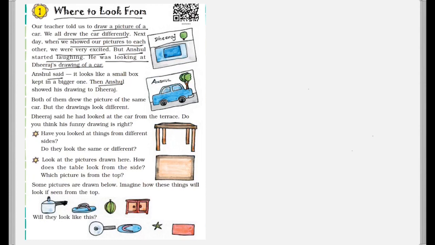Then Anshul showed his drawings to Dheeraj. Both of them drew the picture of the same car, but the drawings look different. Dheeraj said he had looked at the car from the terrace. Do you think his funny drawing is right? Okay, so this is the drawing of Dheeraj that he made. Do you think it is right? I guess it is right because he saw the car from top.